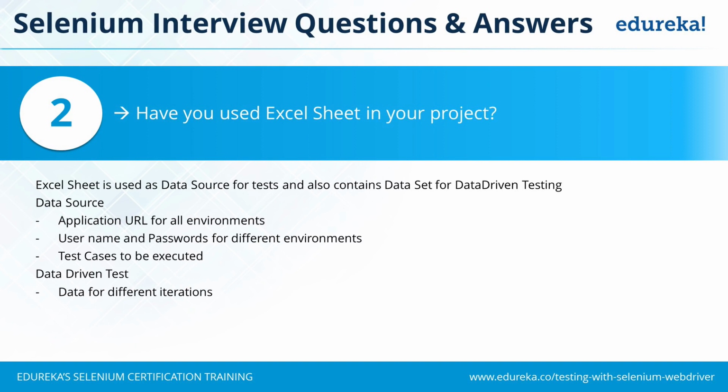So I keep all the application URLs in my Excel sheet and only point out through my code that, okay, I want to use the staging URL. I want to use the QA environment URL. So all the application URLs can be part of the data source, but you can use one particular URL.